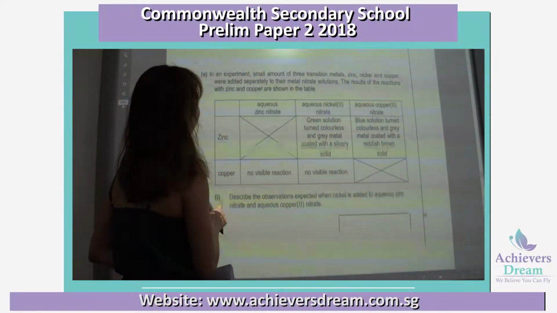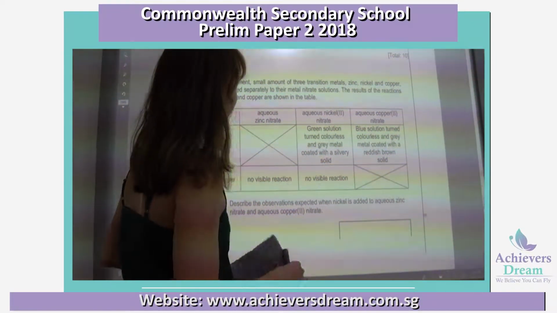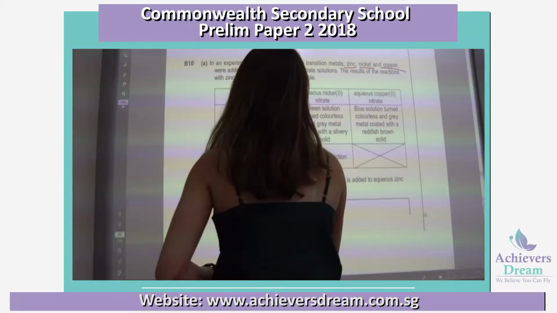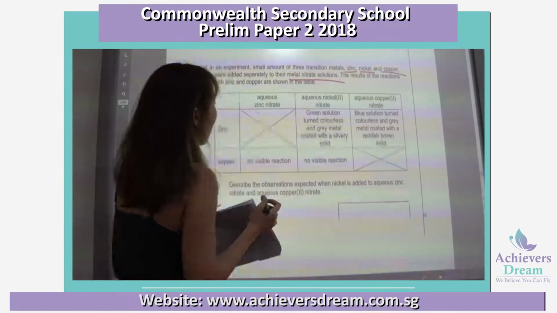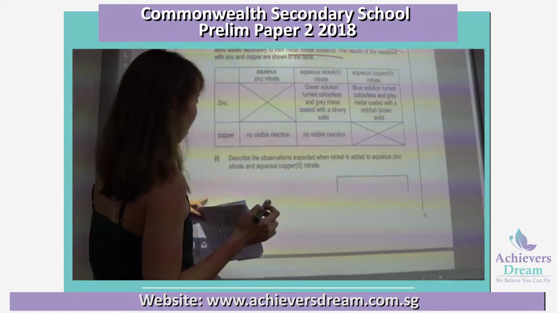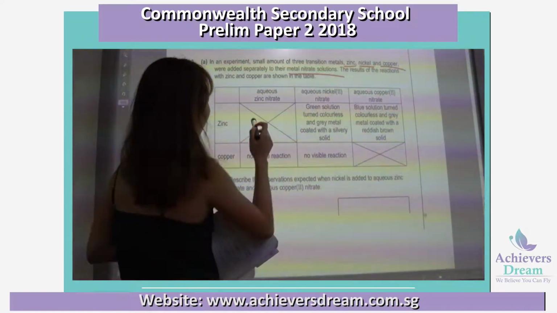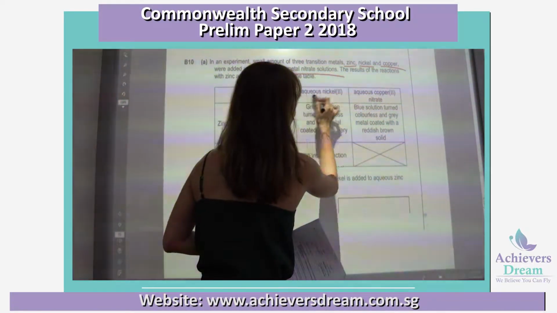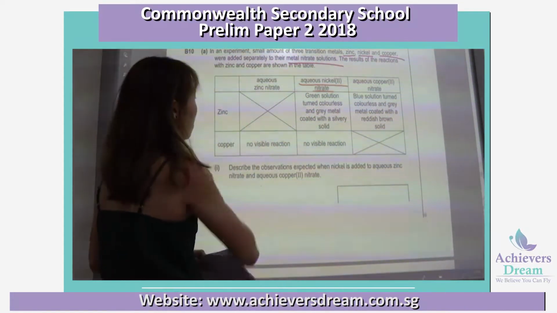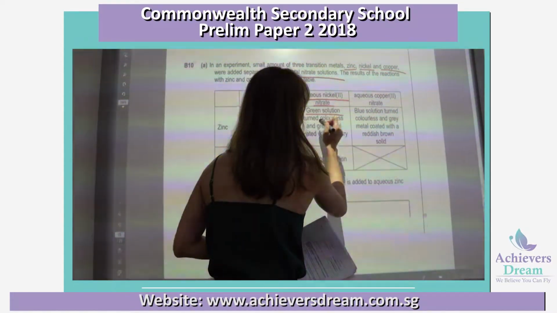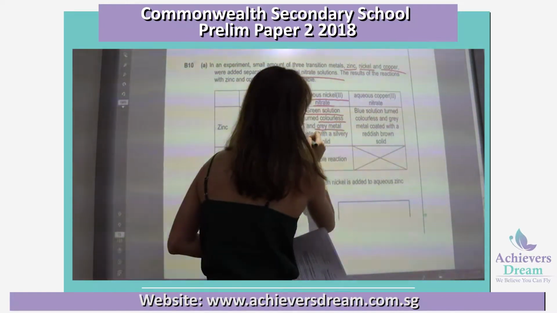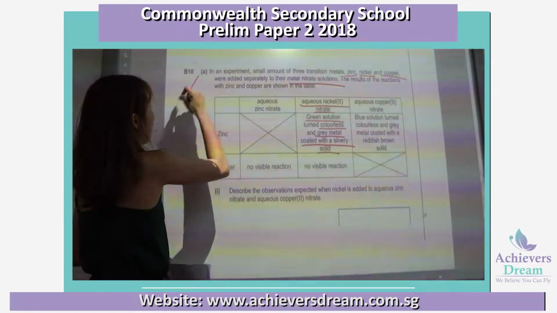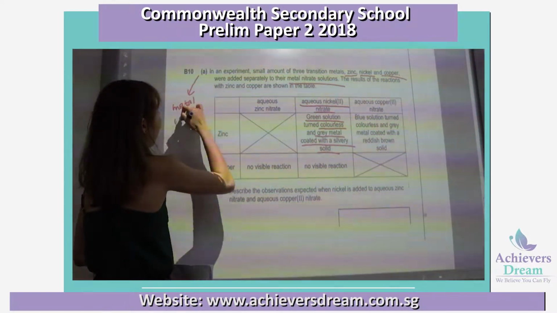For B10A, in an experiment, small amounts of 3 transition metals, zinc, nickel, and copper were added separately to their metal nitrate solutions, and the results are shown. Okay, so now let's look at the table. When aqueous nickel 2 nitrate is added to zinc, the green solution turns colorless and a grey metal is coated with a silvery solid. Okay, this is a metal reactivity question.